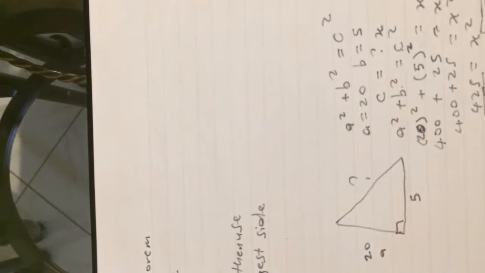So that's the formula. We know A is 20, B is equal to 5, and C is unknown. So we call C x. So when we write it down, we have A equals 20, B equals 5, and C equals x.